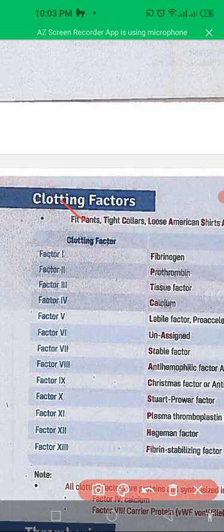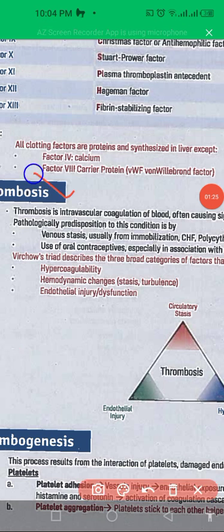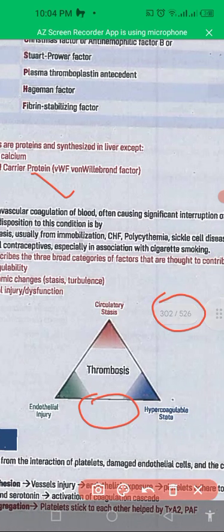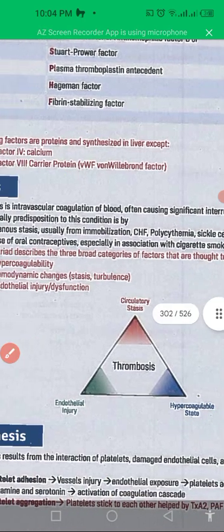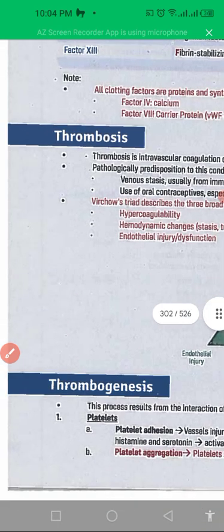Clotting factors are different, like fibrinogen, prothrombin, tissue factor, calcium, labile factor, and other clotting factors like Hageman factor. Thrombosis occurs when there is circulatory stasis, endothelial injury, or a hypercoagulable state. Any problem in these can cause thrombosis. Virchow's triad, hypercoagulability, hemodynamic change, and endothelial dysfunction or injury can cause thrombosis.